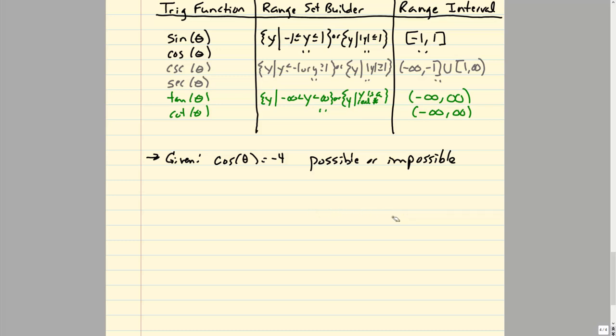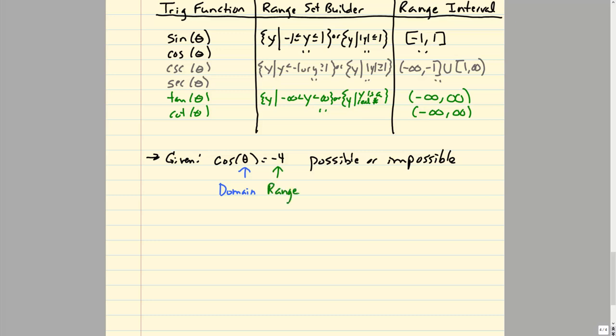Okay, so if we look at this, theta is called our domain. And I can put any angle I want in here, positive or negative, so there's no restrictions on the domain. The y value is the range. That's the output. So this is my range.